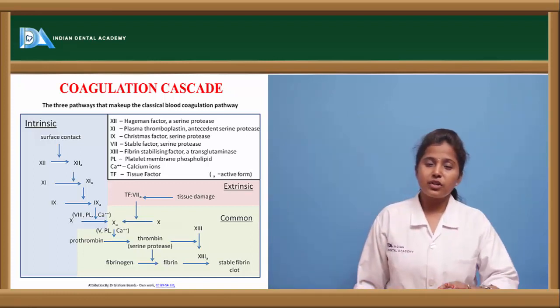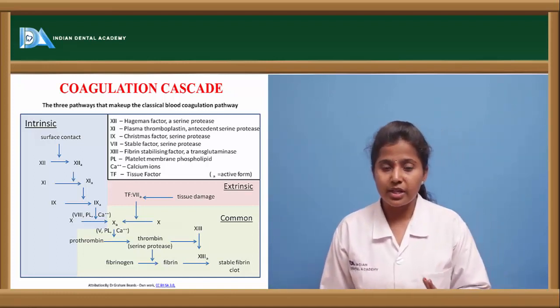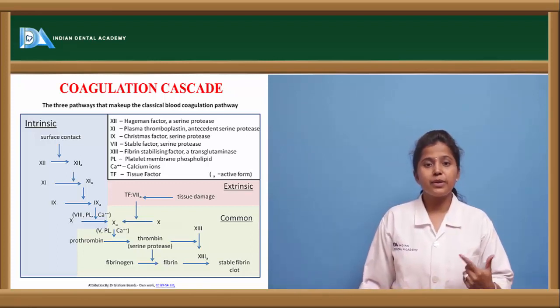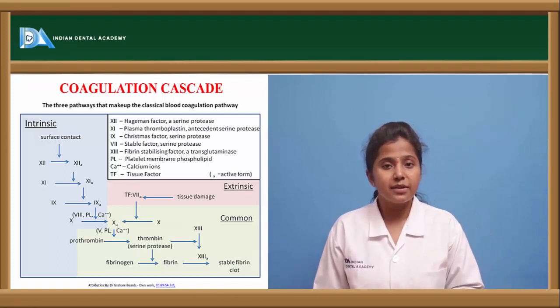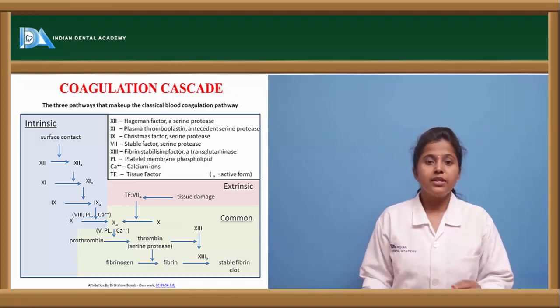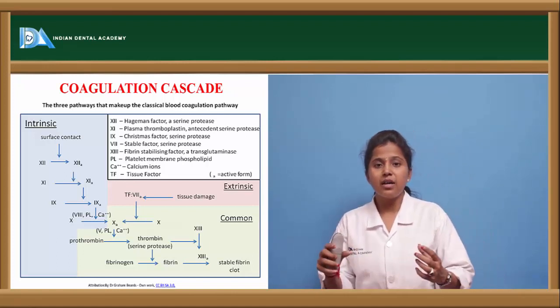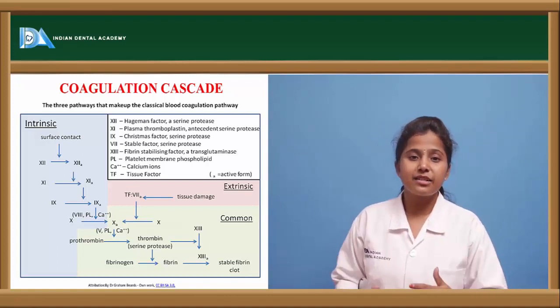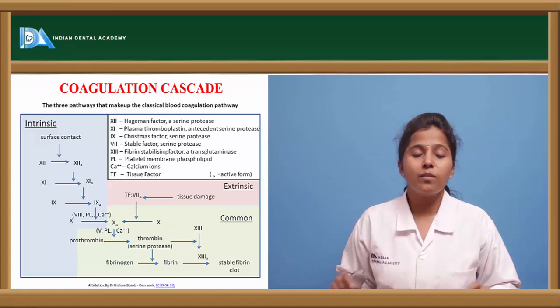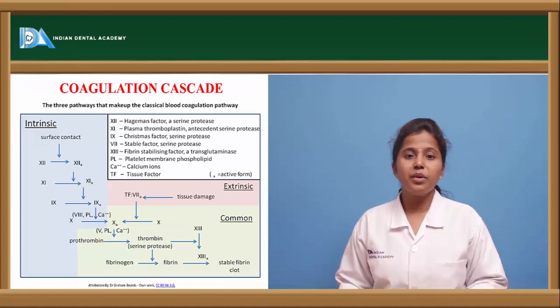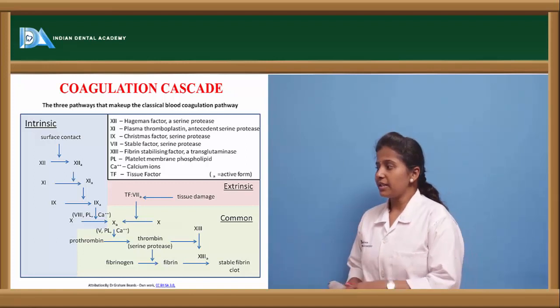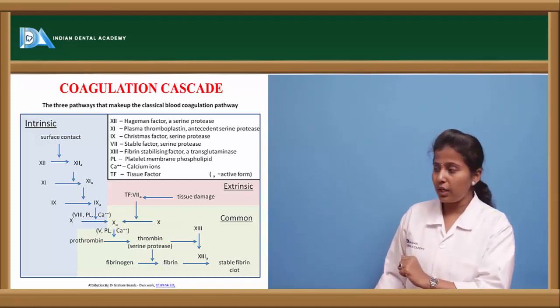This coagulation process occurs mainly in three pathways. Majorly two pathways are present, that is the intrinsic pathway and the extrinsic pathway. But there is another pathway called the common pathway. This common pathway is the step which both the intrinsic and extrinsic factors undergo. That is the reason the common pathway is given as a separate pathway. Here we can see there are various factors of coagulation.